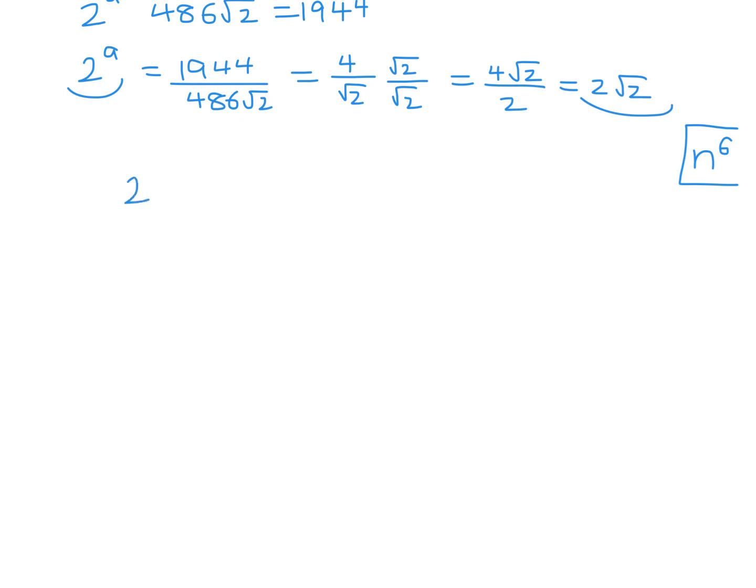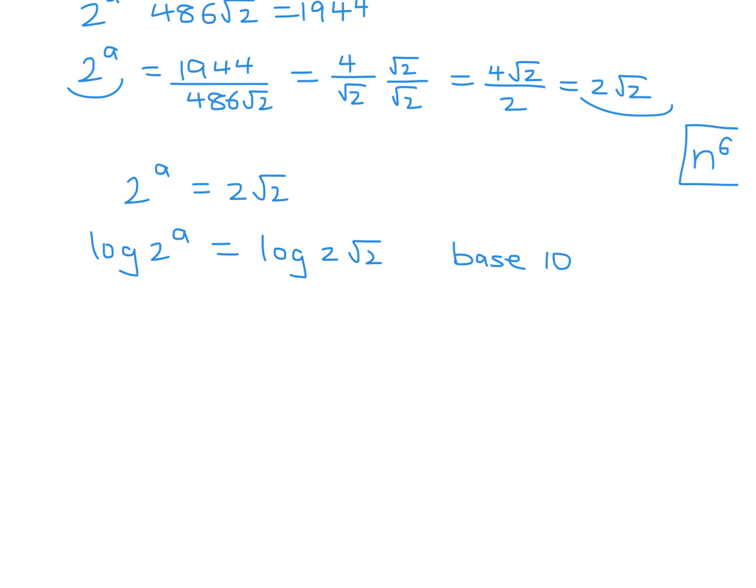Okay, so we boil it down to 2 to the power of a is equal to 2 root 2. Now let's bring logs back into the equation. Let's take the log of both sides. 2 to the power of a is equal to the log of 2 root 2. And remember, I'm not putting in any base here. That automatically means it's base 10. And you guys know that if you don't write in a base, it's base 10.